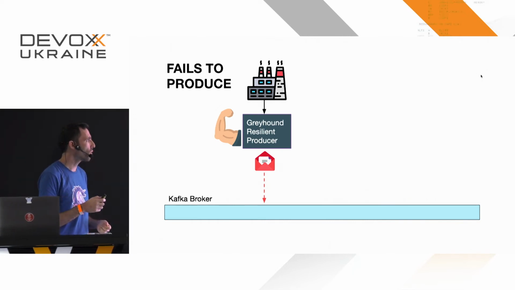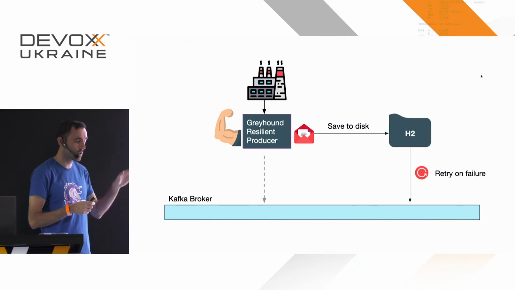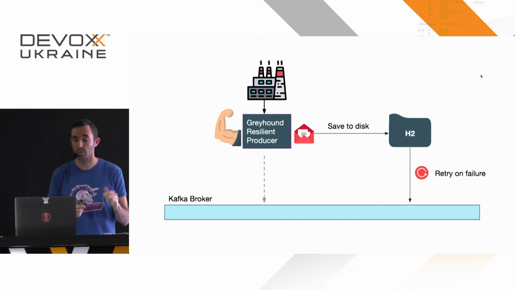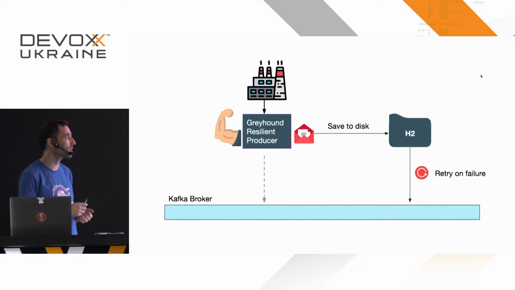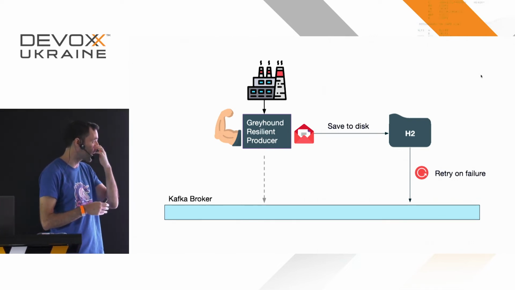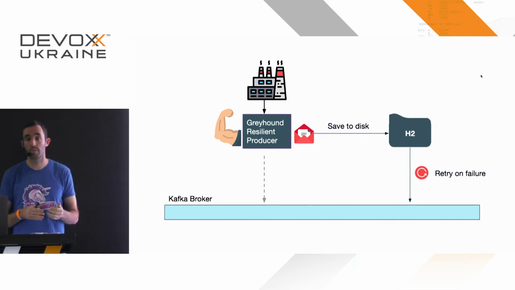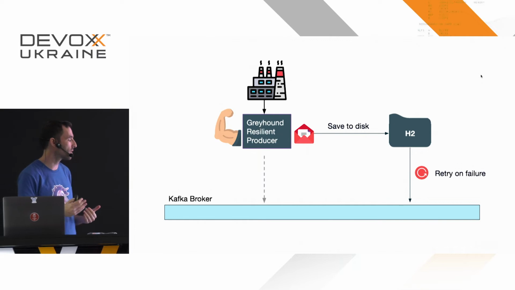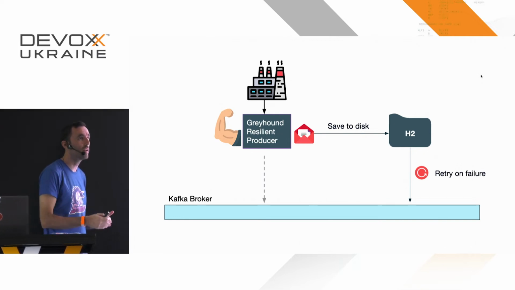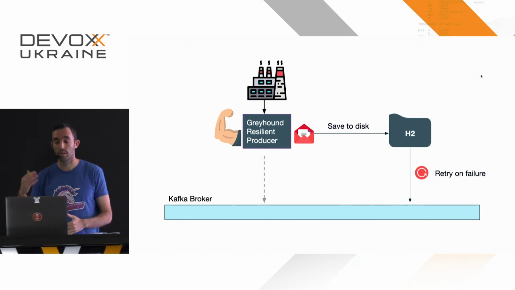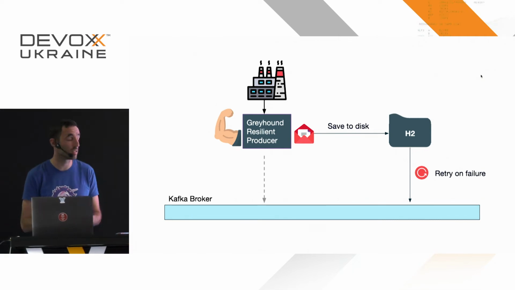So once you use the resilient producer, messages always are first saved to disk. In this implementation, it's a simple H2 database file where messages are first written, and then it tries to be produced to Kafka, and it will retry upon failures for as much as it needs.